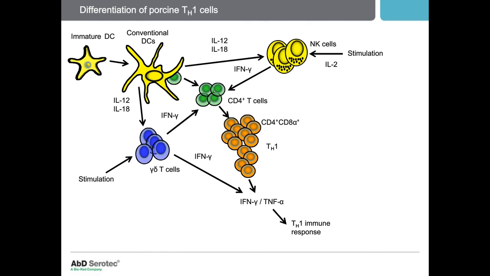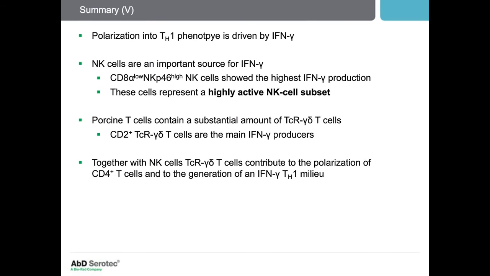So, I think we can summarize this data again. The polarization into TH1 phenotype is driven by interferon-gamma. NK cells are an important source of interferon-gamma. And the CD8 alpha low positive, NKp46 high positive NK cells show the highest interferon-gamma production. And these cells represent a highly active NK cell subset.